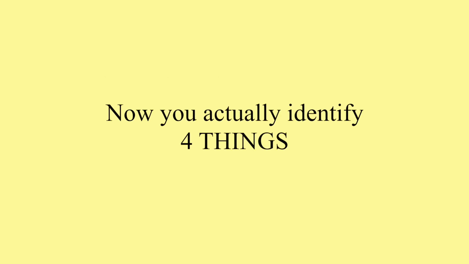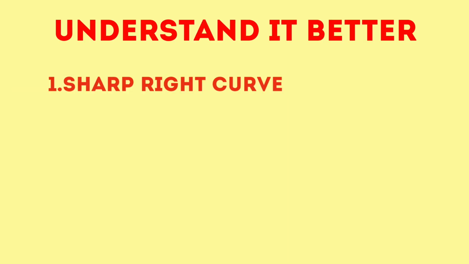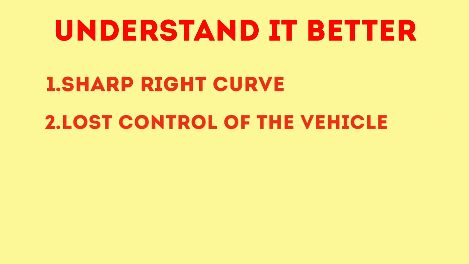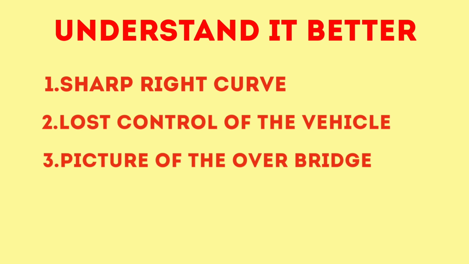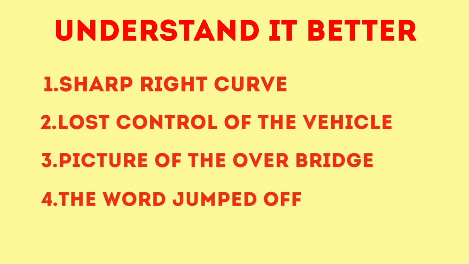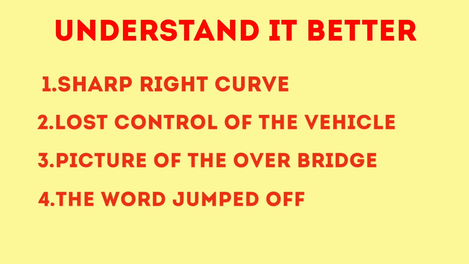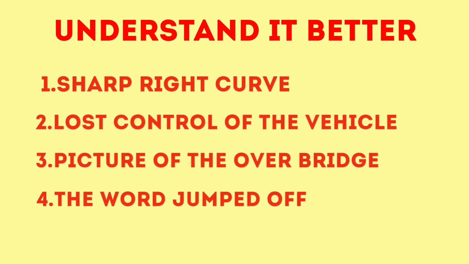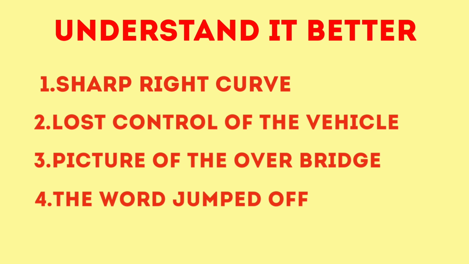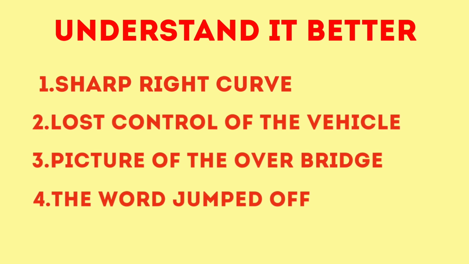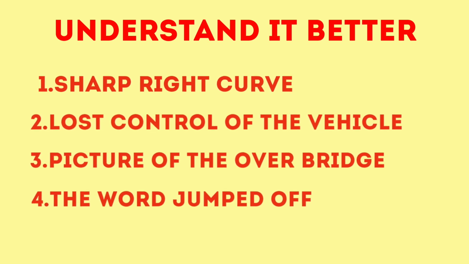Now you identify four things here to understand it better. Number one, sharp right curve. Number two, lost control of the vehicle. Number three, the picture of the overbridge. Number four, the words jumped off. These words can help us understand what exactly happened to that vehicle, the milk tanker. All these point out that the vehicle attempted to travel speedily, so the accident happened.